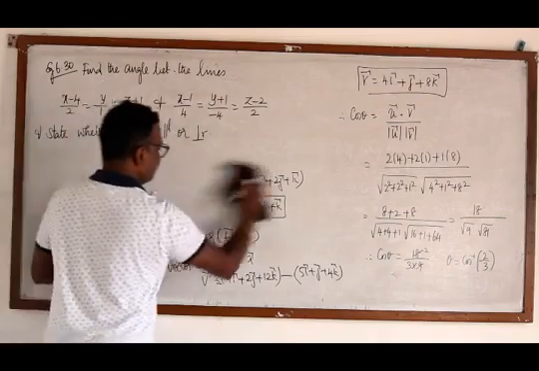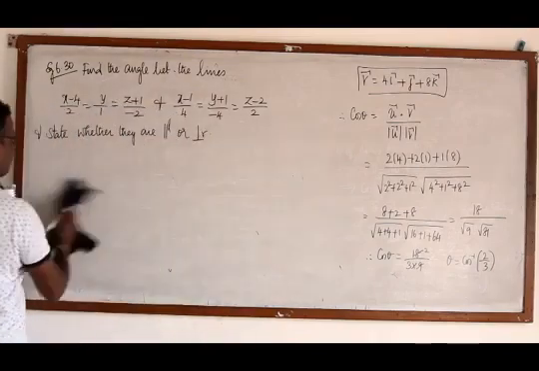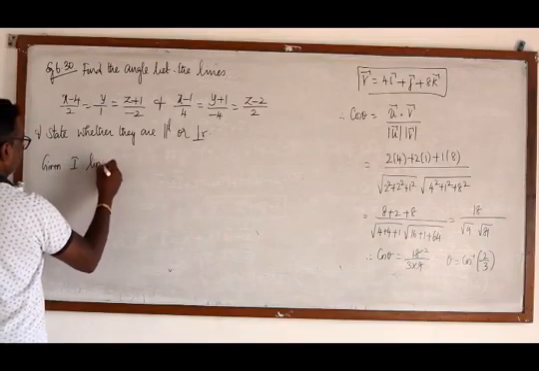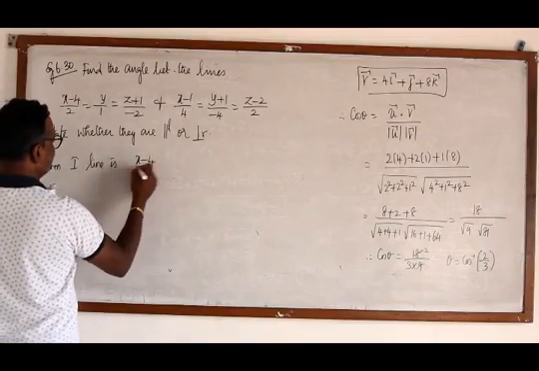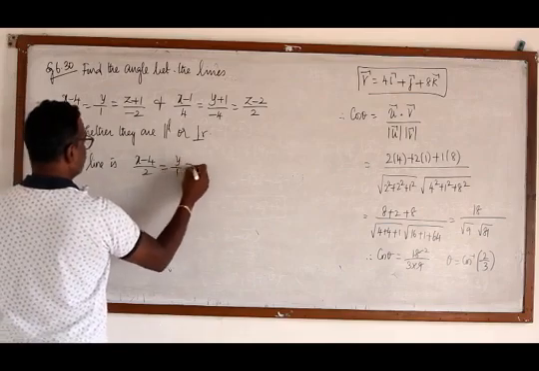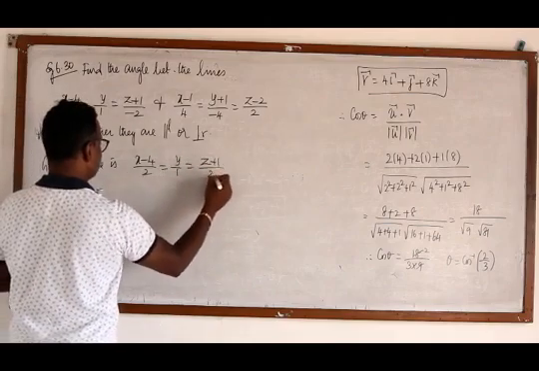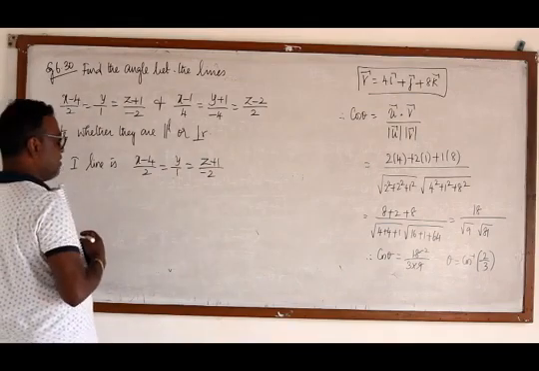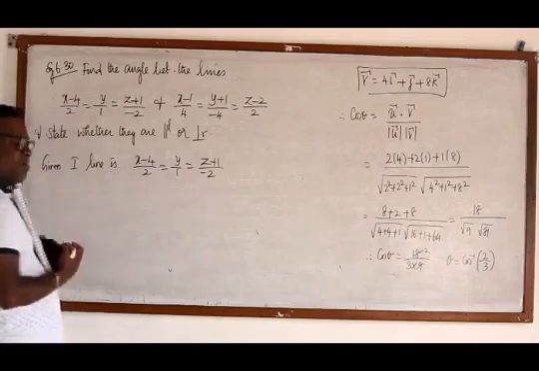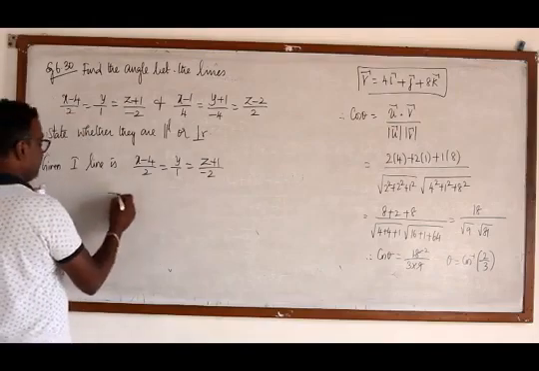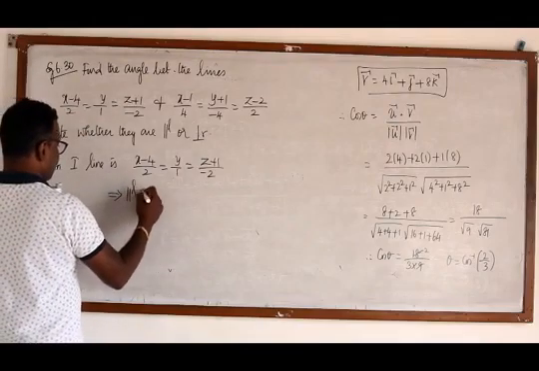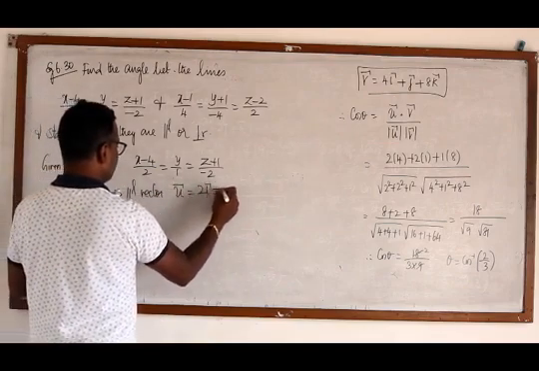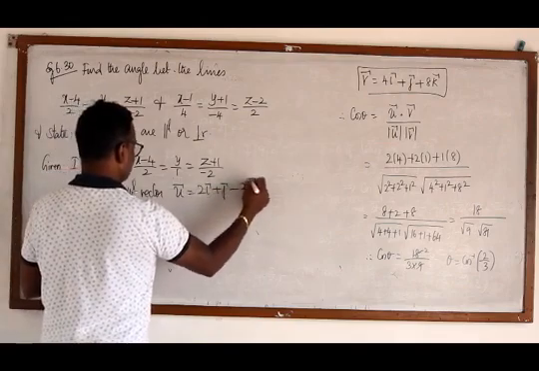Now first identify the vectors. Given first line is (x minus 4)/2 = (y minus 1)/1 = (z plus 1)/(minus 2). This is given in Cartesian form. In Cartesian form, we know the numbers in the denominator always represent the vector. Therefore, the parallel vector u equals 2i plus j minus 2k.